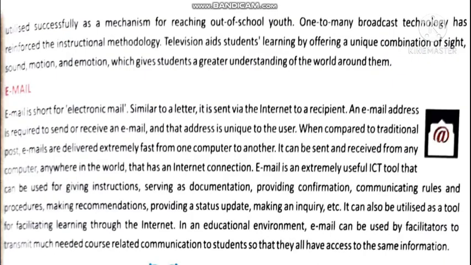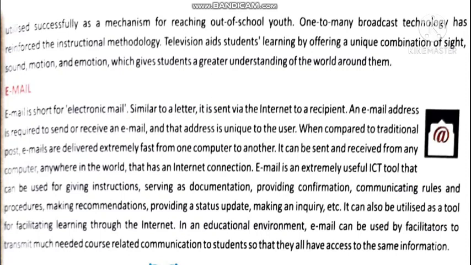we have this email. Okay, email, you all know, it is used for sending an electronic mail, but here both the parties must have an email ID through which we can communicate. Okay, and it will not take a fraction of a second to reach the second party. Let me read it, what important points are there, and accordingly you can underline it. Email is short for electronic mail. Similar to a letter, it is sent via the internet to the recipient. An email address is required to send or receive an email, and that address is unique to the user. Like your house address is used by so many people, but for email ID, every individual will have their own.